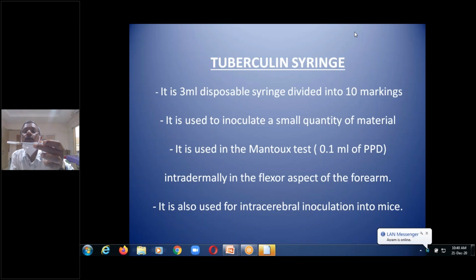The Mantoux test uses the purified protein derivative of the tubercle bacilli, which he has to inject into the flexor aspect of the forearm. Sometimes this tuberculin syringe is also used for intracerebral inoculation into mice. Please all of you see this pattern. This is the tuberculin syringe.